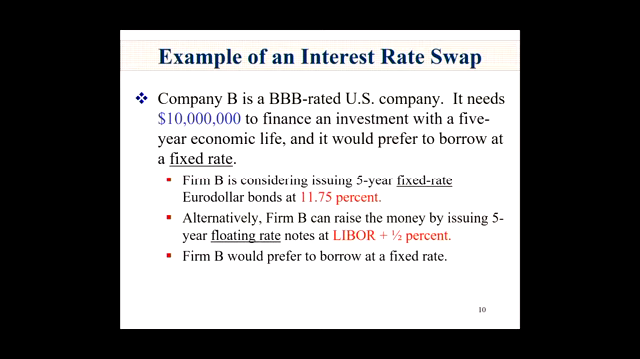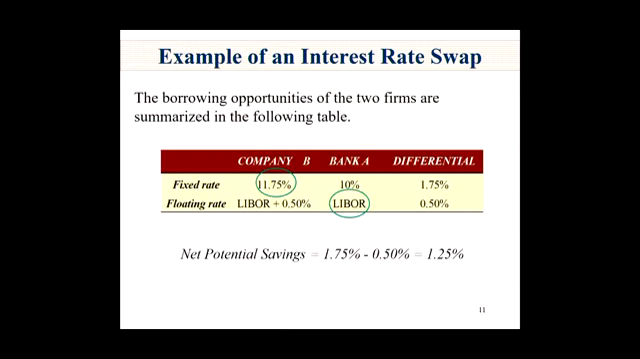So they would prefer to borrow at a fixed rate. In the next slide, this is just a summary of what's going on. Company A has got two options: 10% fixed or LIBOR floating. Company B can borrow at 11.75% fixed or LIBOR plus 0.5.